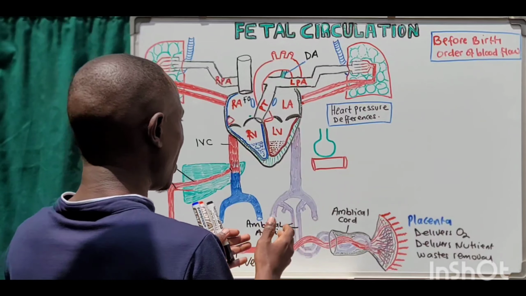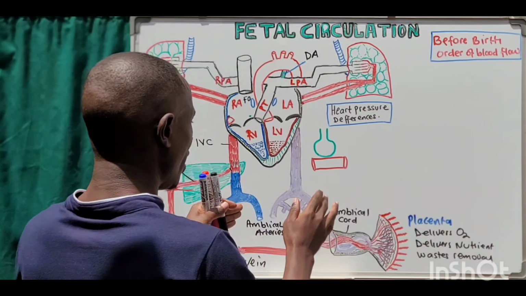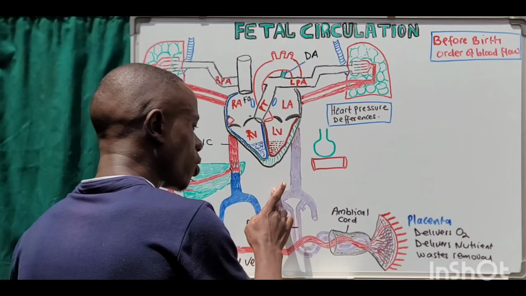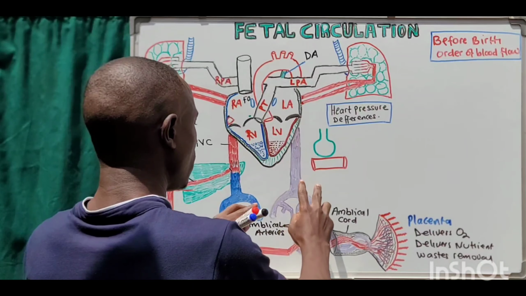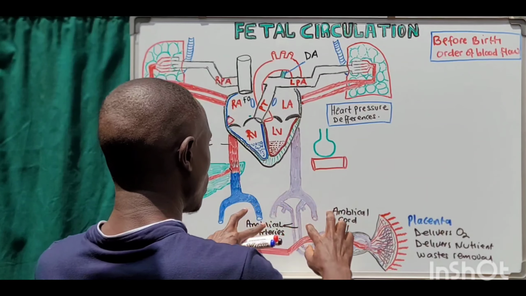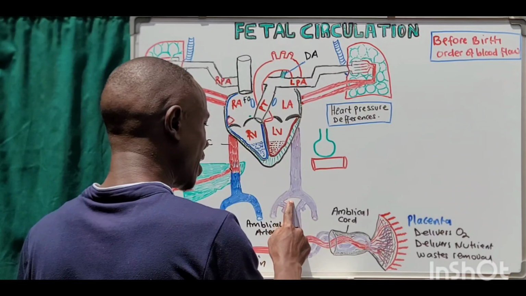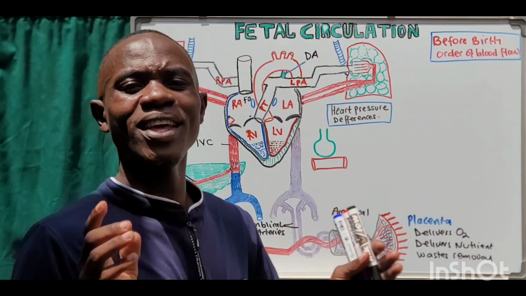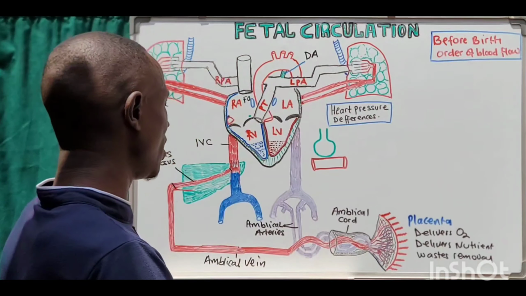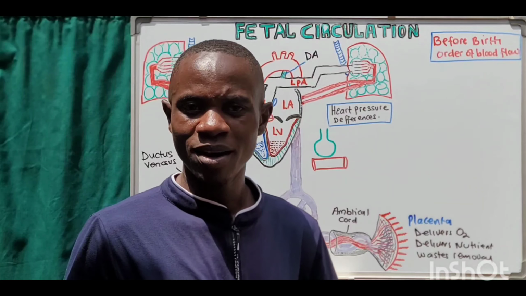Now, the descending aorta, as it moves down and down and down, is going to be breaking into two. And these are going to be what we call the right common iliac artery and then the left common iliac artery. And of course, eventually, they're also going to be breaking further into the external iliac arteries and then also the internal iliac arteries. Now, it is within the internal iliac arteries that we are going to be having the arteries which we call the umbilical arteries.